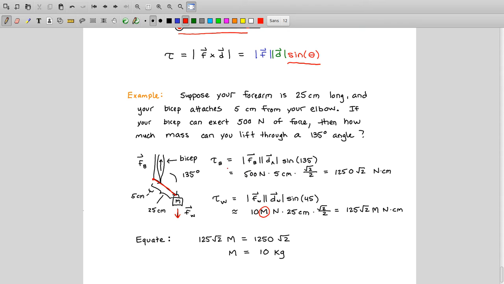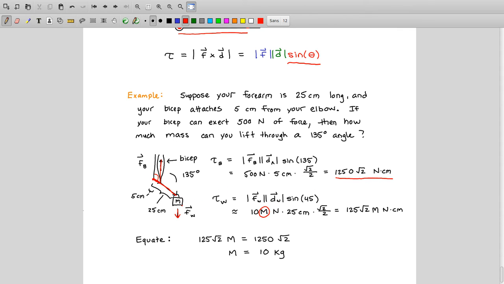So what's the torque exerted by your bicep? We'll just use the geometric definition: magnitude of the force, magnitude of the displacement, sine of the angle. The angle here is 135. The displacement is 5 centimeters, and the force is 500 newtons. So we multiply all those things together. Sine of 135 is root 2 over 2, and we get 1250 root 2 newton centimeters.